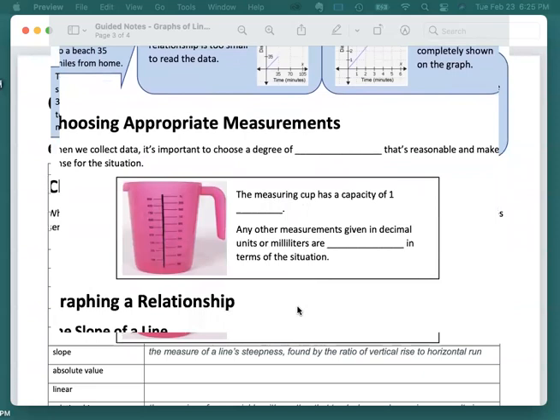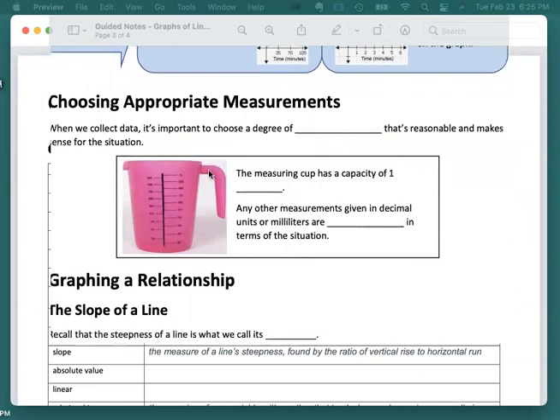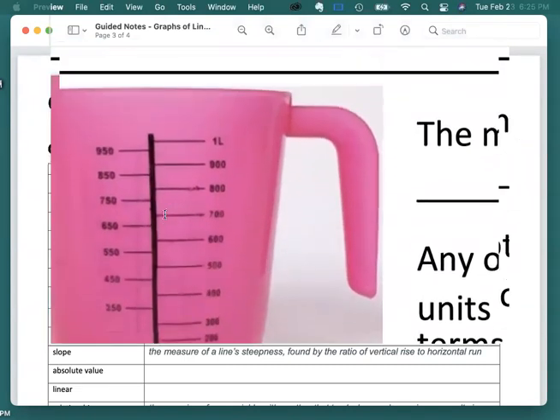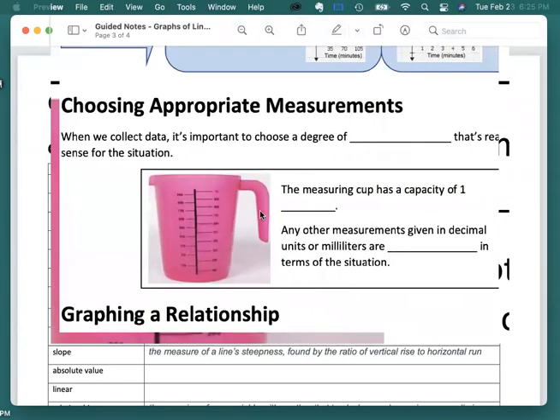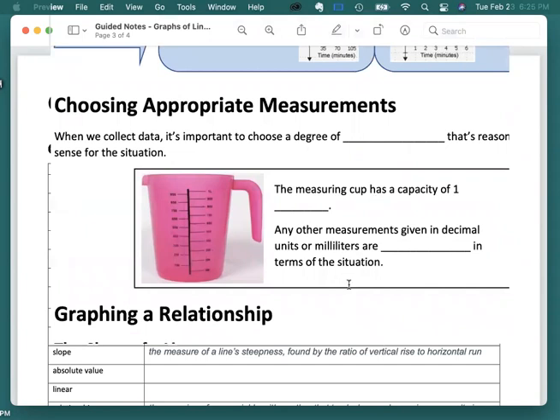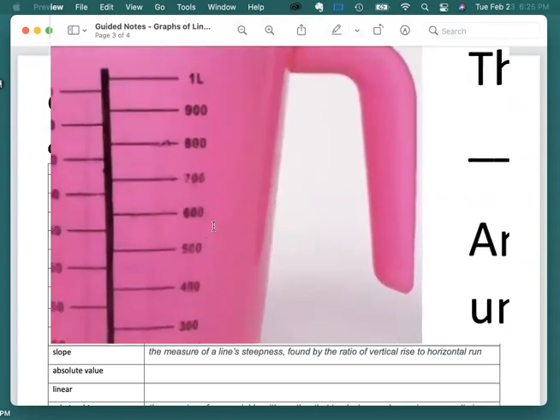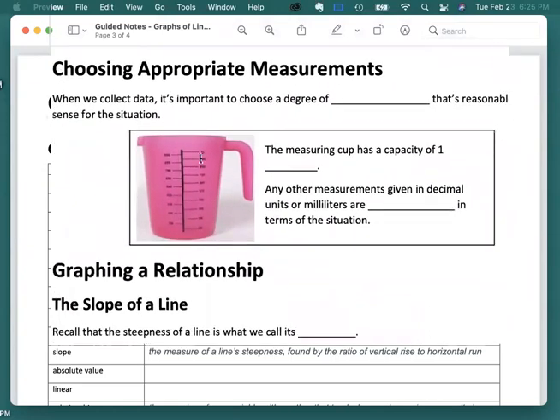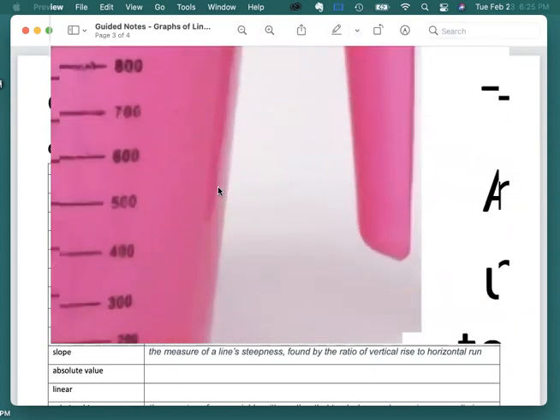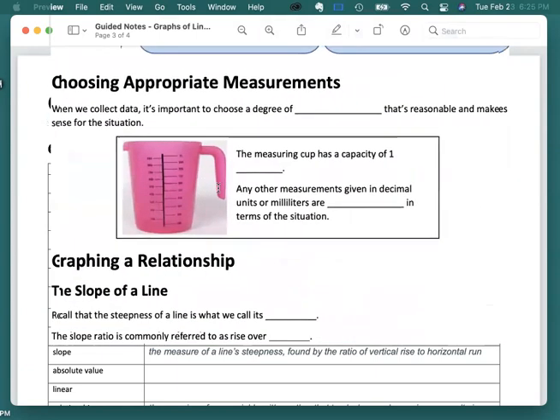So how can you know what's reasonable for the situation? This measuring cup, I have to zoom in, is 1 liter. See that right there at the very top, 1 liter. So it has a capacity of 1 liter, and you want to pick a scale accordingly. So you could probably pick milliliters. Every 100 milliliters would probably be a good, reasonable scale.